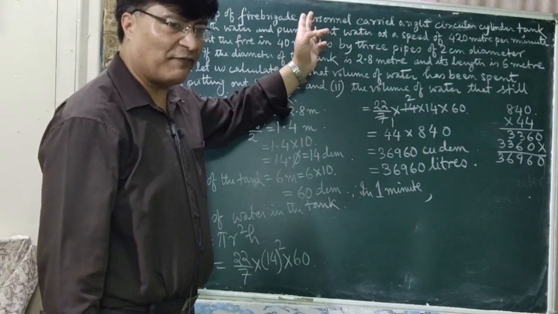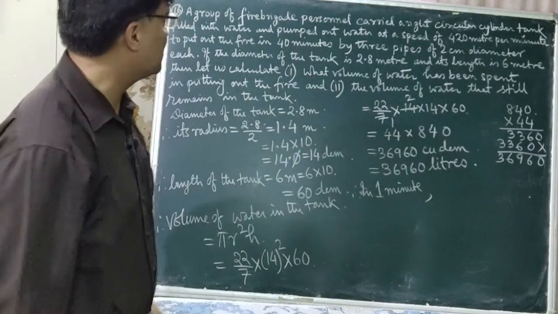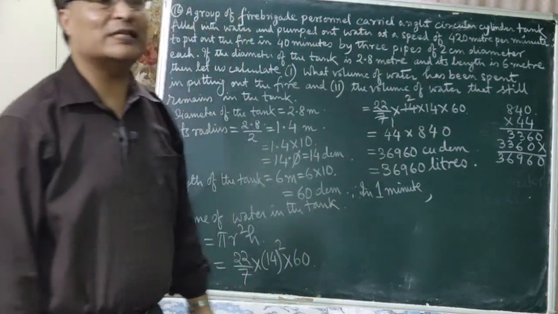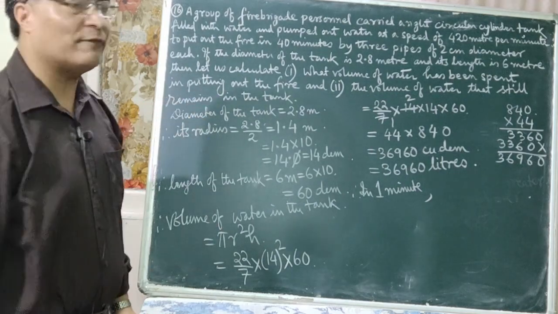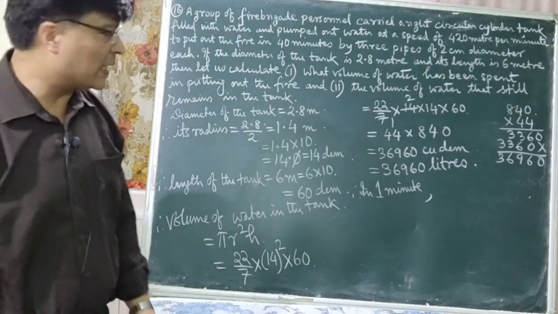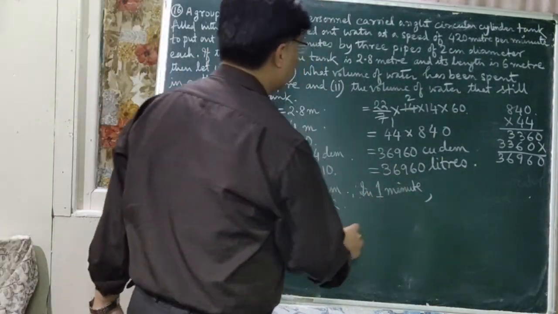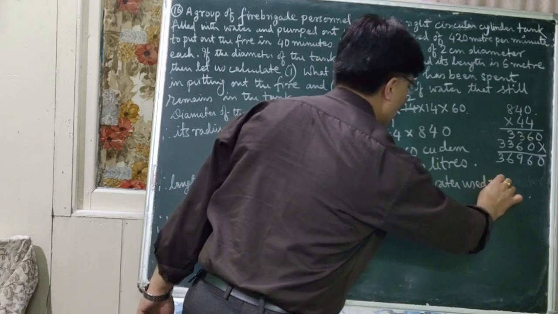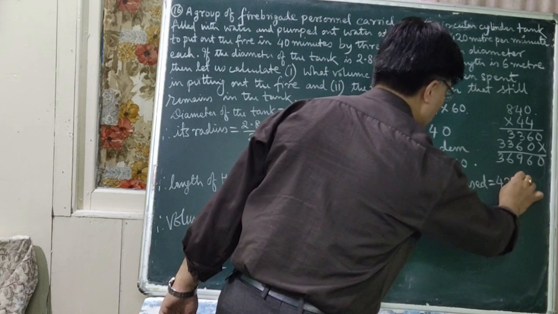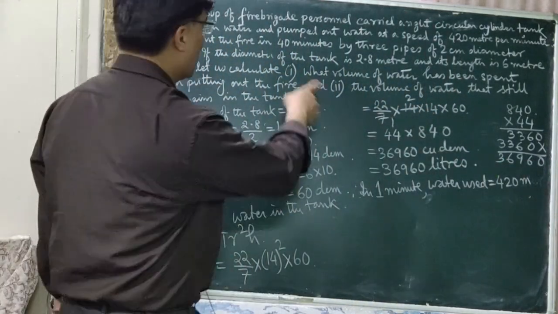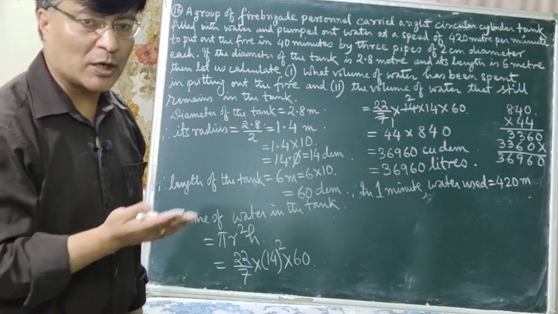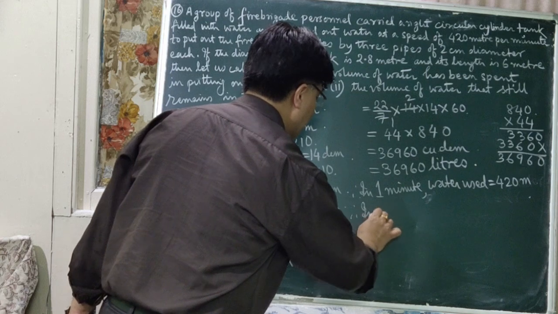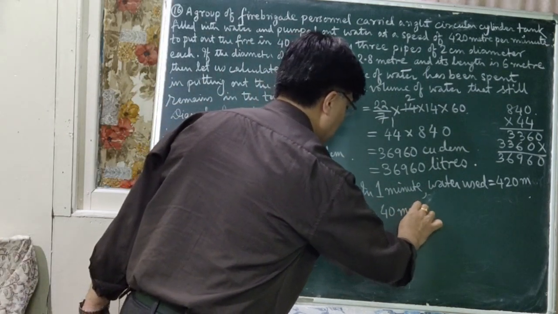The fire brigade personnel pumped out water at a speed of 420 meters per minute by three pipes, isn't it. The three pipes pumped out water at a speed of 420 meters per minute. In 1 minute, how much water is used, 420 meters. Now in 40 minutes, how much water is used, we have to find that. So in 40 minutes.